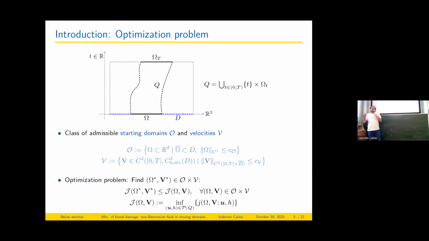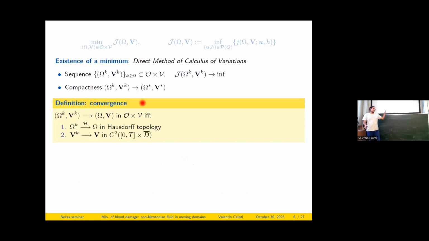And for this, we use the classical method of calculus of variation that I will just quickly describe, because it will serve somehow as an outline of the presentation. So we consider a sequence of minimizing domains, moving domains, let's say. So we take a sequence which goes to the infimum of our functional. And then, as I say, I have chosen my class of admissible starting domain and velocity field to enjoy some compactness property. So from this sequence, I can extract some subsequence converging to some domain belonging to my class.